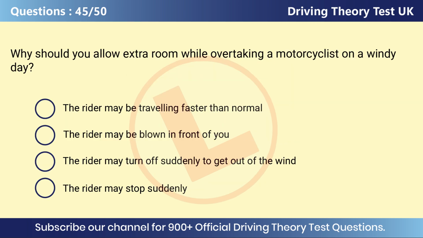Question 45. Why should you allow extra room while overtaking a motorcyclist on a windy day? A. The rider may be traveling faster than normal. B. The rider may be blown in front of you. C. The rider may turn off suddenly to get out of the wind. D. The rider may stop suddenly.